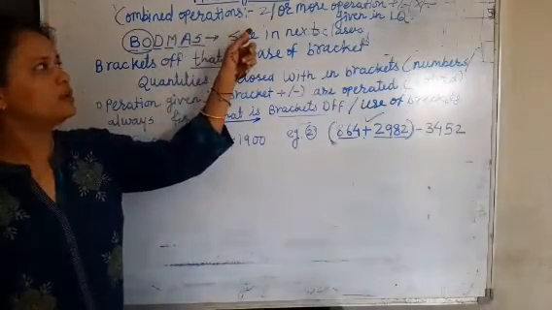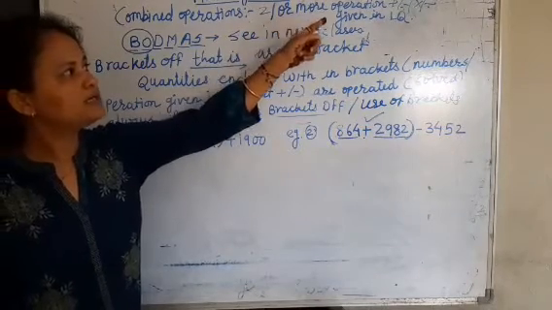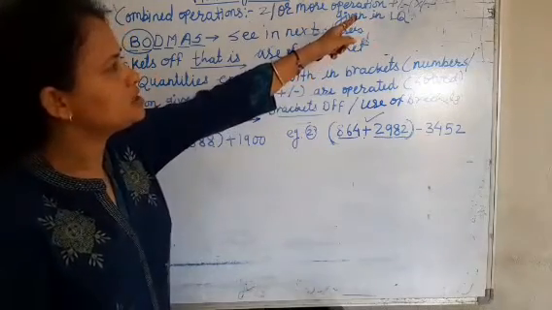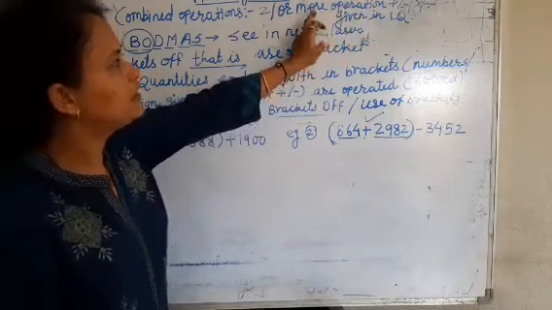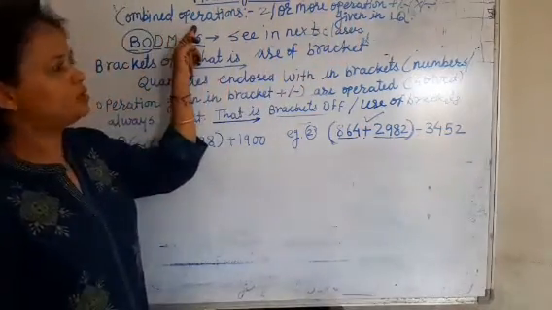Today's topic is combined operations. Combined operation means two or more operations, that is plus, minus, multiply or divide: addition, subtraction, multiplication or division. Whenever they are given in one question, one sum, that is called a combined operation.